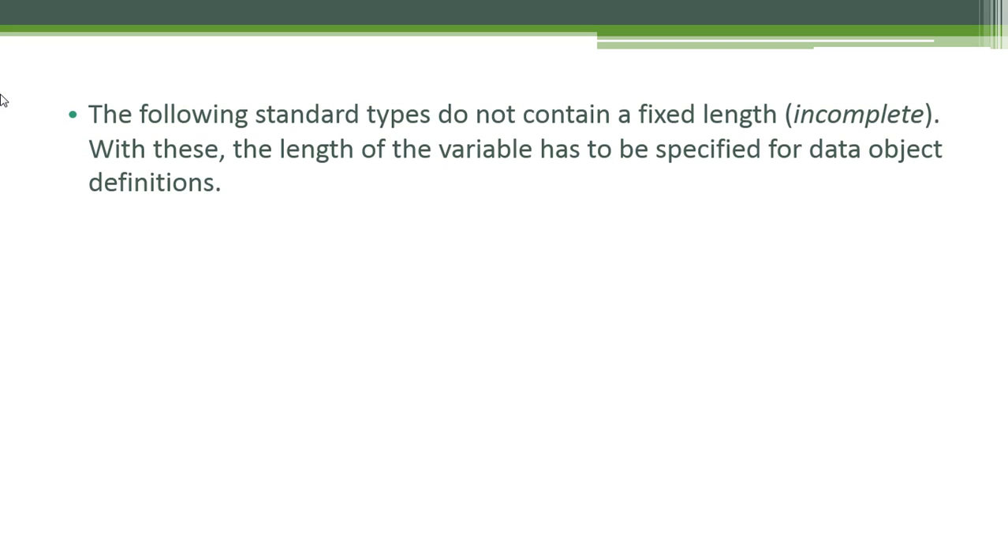The following standard types do not contain a fixed length. They are incomplete. With this, the length of the variable has to be specified for data object definitions. Contrary to complete types, the incomplete types don't have a fixed length. You have to define a length for the incomplete types. Let's take a look at some SAP ABAP standard incomplete types.